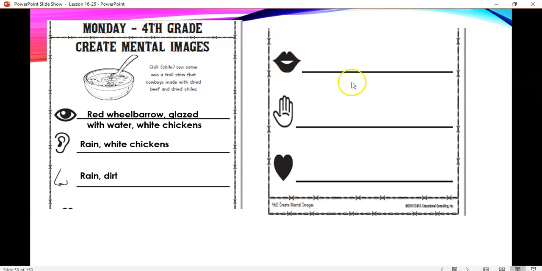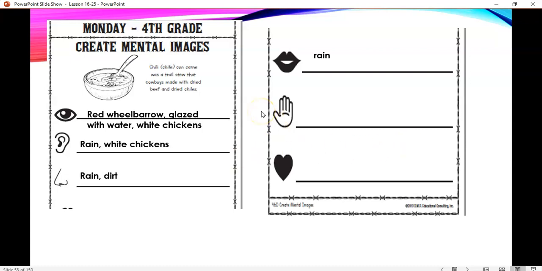Now, what about for taste, boys and girls? Can we taste anything? Technically, yes, right? We can taste the rain. Is there anything we can taste? No, right? Okay, what about for touch? I know the speaker used a lot of sensory details for touch. What were they? So much depends upon a red wheelbarrow placed with rainwater beside the white chickens.